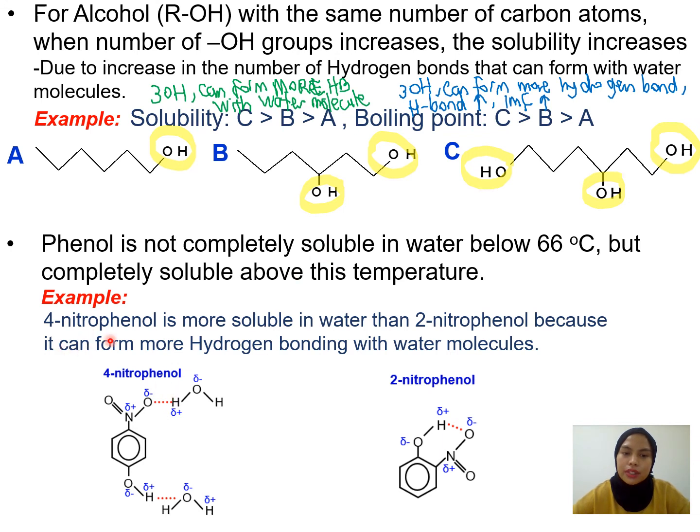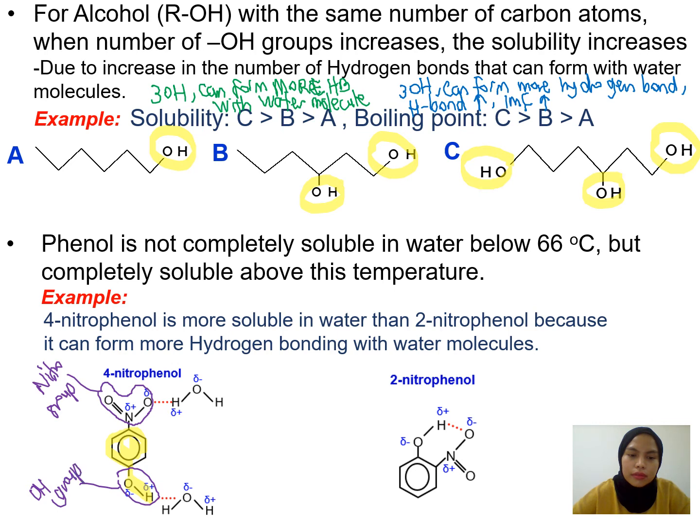So for example, you can see here, 4-nitrophenol is more soluble in water compared to 2-nitrophenol. Why? If you look at 4-nitrophenol, this is the phenol, the benzene ring with OH. And then you see it has NO2. What is NO2? This NO2 is the nitro group. This one is the hydroxyl group, the OH group. Since the nitro group is at the fourth position and the OH is at the first position, it can actually form more hydrogen bonds.